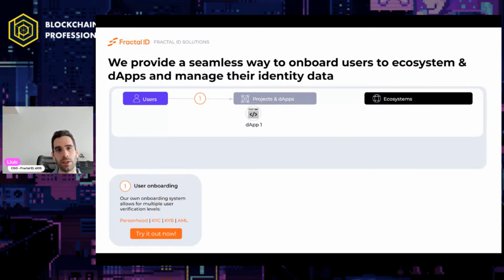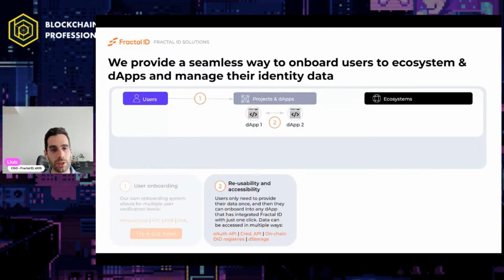So what do we do at Fractal ID? For this, I would like to explain a little bit of a journey. On the top, you have users. They basically interact with projects and applications that are in certain ecosystems. The first thing that we do is onboard those users. We have our own onboarding journey, and we offer different levels of verification. It could be just proof of personhood, proving that you're a human being, or it can be KYC, or even additional elements like making sure that your funds come from a good source. We offer this to blockchain ecosystems, and then they bring it to their dApps.